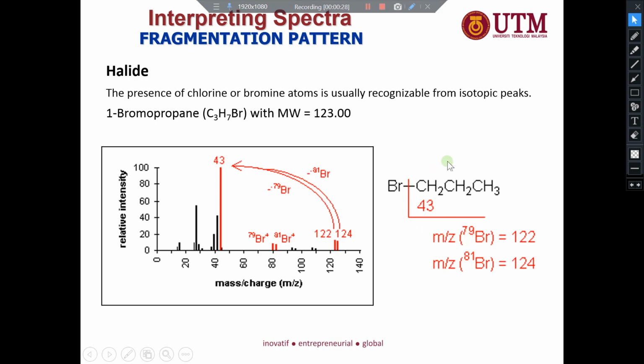For chlorine, you have chlorine-35 and chlorine-37. So you have two molecular ion peaks. The cleavage for the halide group in the fragmentation pattern is by removing the halide group, and from the remaining fragment you will get the most abundant base peak. I think it's very simple for halides. As long as you can observe two isotopic peaks, it means that a halide group is present.